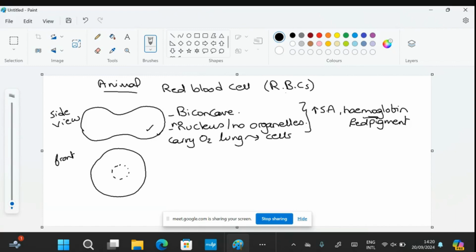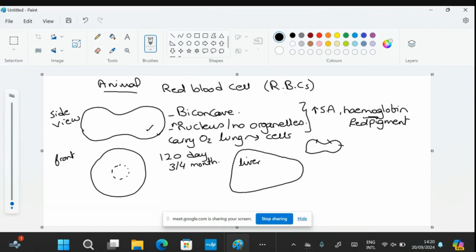Okay? Red blood cells have a lifespan of 120 days, or from 3 to 4 months. So the red blood cell can only work for around 120 days. After these 120 days, the red blood cells go to the liver, and here in the liver, the red blood cell is broken down. It breaks down the cell membrane around it, and it leaves the hemoglobin.